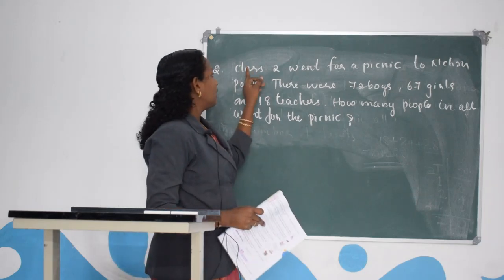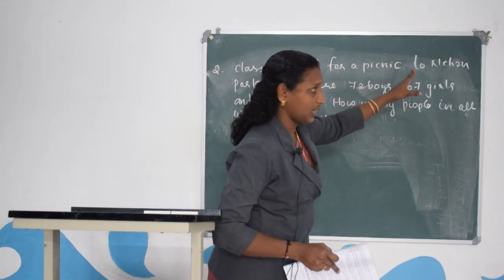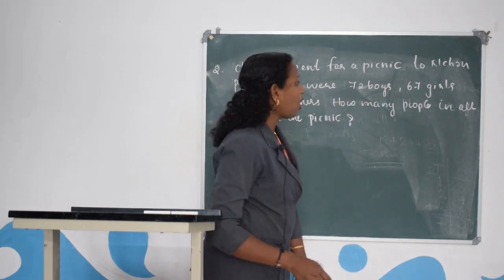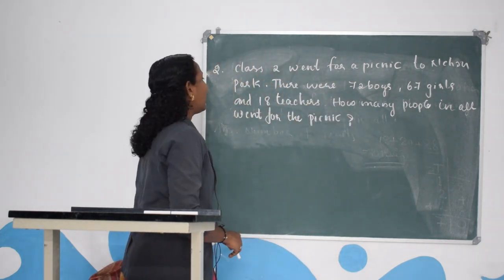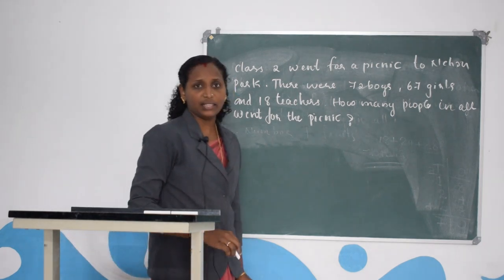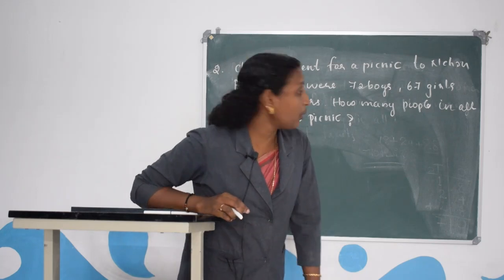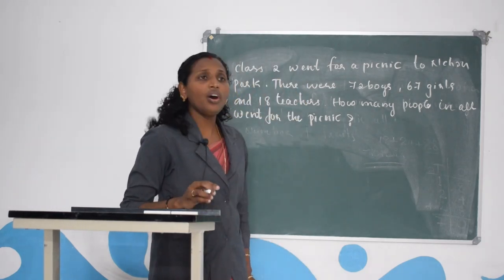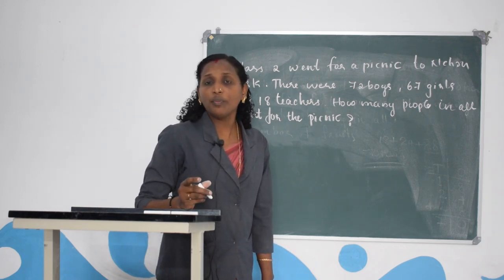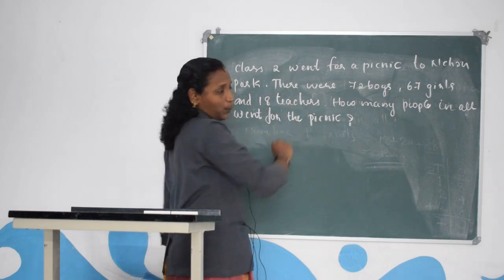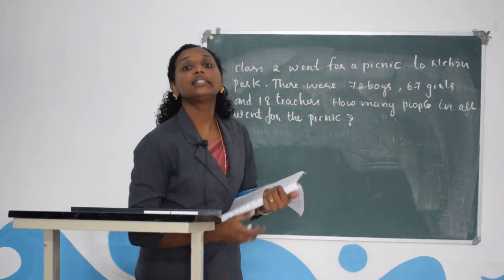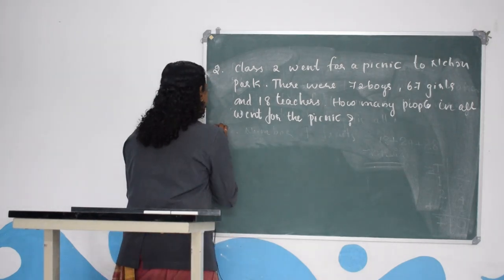So look at this scene. Kakas too went for a picnic to Nehru Park. There were 72 boys, 67 girls and 18 teachers. How many people in all went for the picnic? That means the total number of people who went to the picnic. That means to find the sum of all the people, that is, the sum of boys, girls and teachers. Okay, that means write the answer.